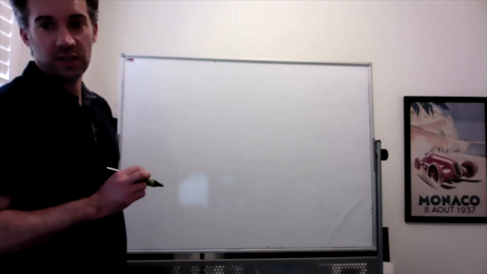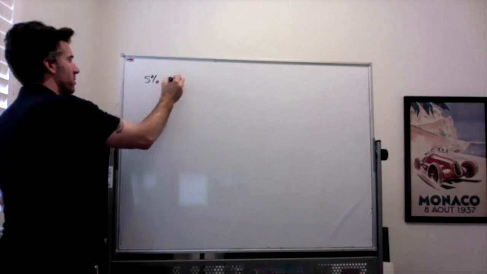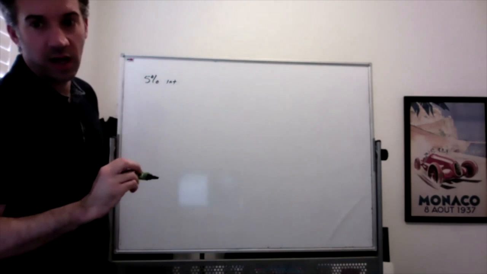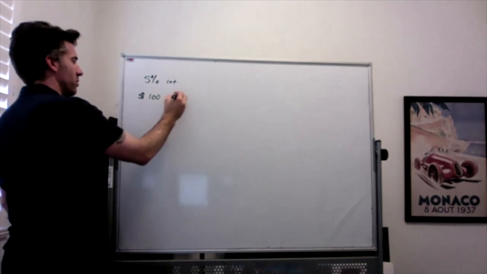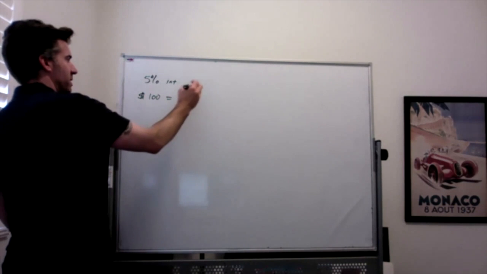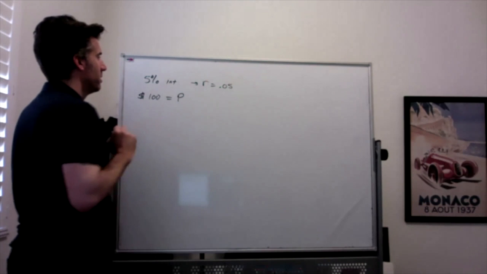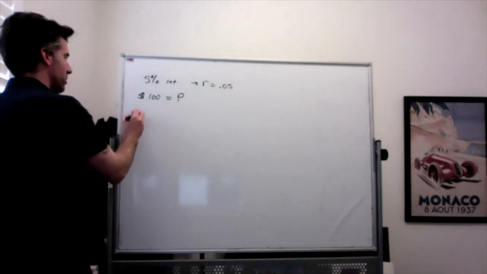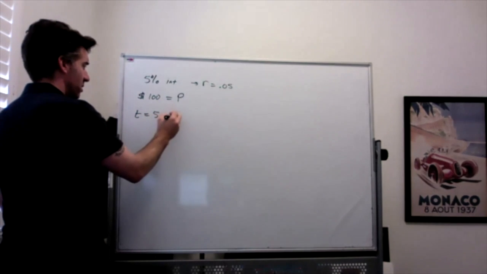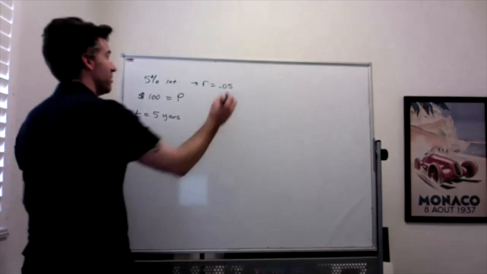So here's the first example. Maria opens a savings account that pays 5% annual interest, and she puts in $100. So $100 is the principal. 5% interest means that the interest rate is 0.05. The question is, how much money is in the account after 5 years? So t equals 5 years. This is really just to throw the stuff into the formula and see what you get.